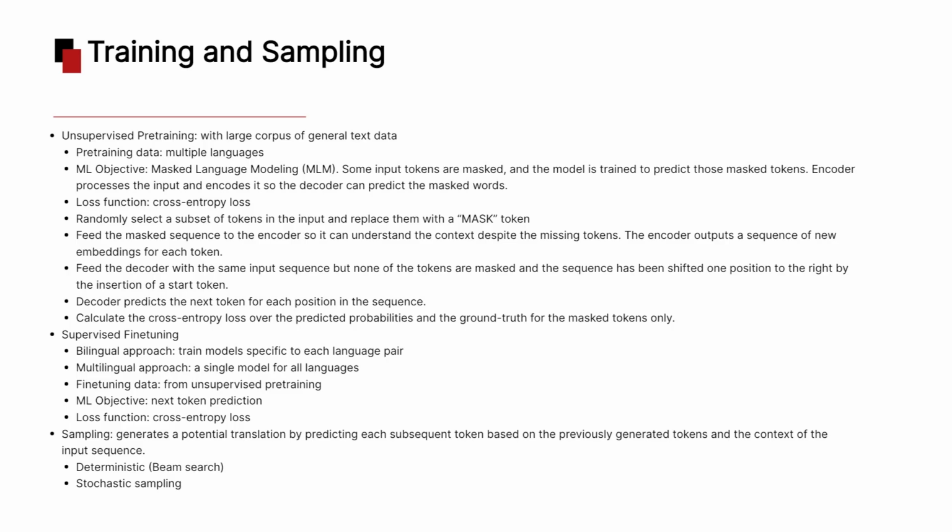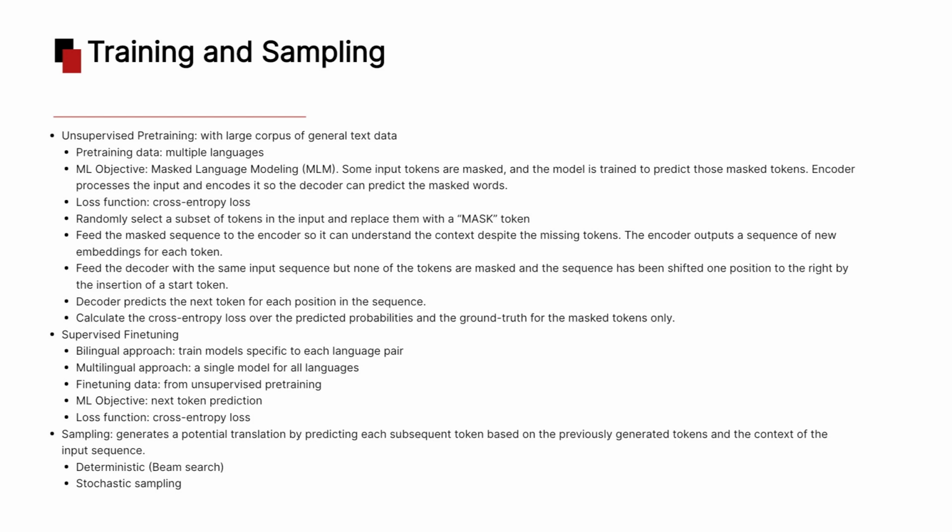The encoder receives the masked sequence, learning to build contextual embeddings despite missing information. Simultaneously, the decoder is fed the unmasked sequence shifted right by one position with a start token, and it attempts to predict the next token at every step. The cross-entropy loss is computed only for the masked tokens, measuring the difference between the predicted probabilities and the actual tokens. This focused loss guides the model to understand language structure and context deeply.